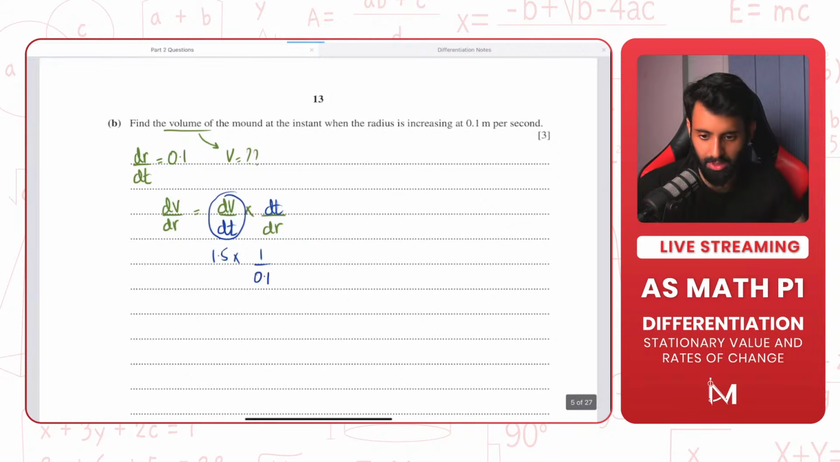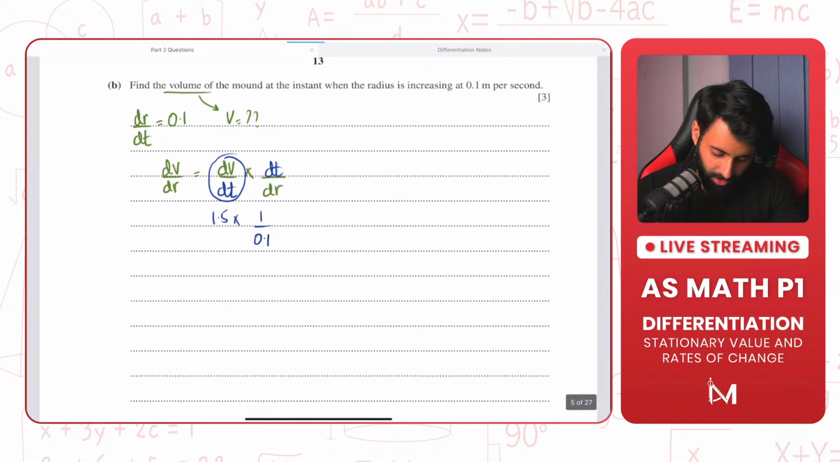Okay, now if you work this out, let's see what we get. 1.5 into 1 divided by 0.1. So that's equal to 15. So that means dv upon dr is equal to 15. Now the question is, why did we do this?